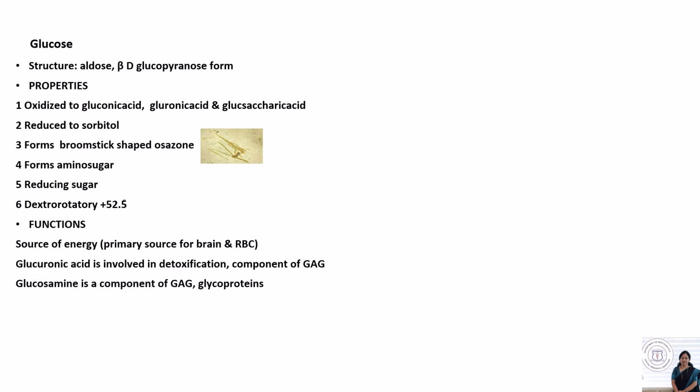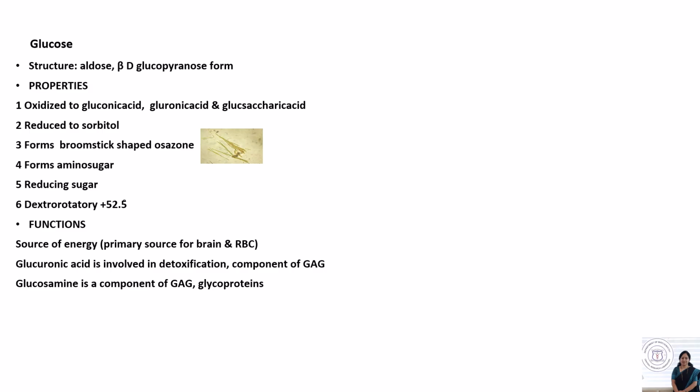Coming to the functions of glucose, glucose acts as a primary source of energy for brain and RBC, and also acts as a source of energy for all the peripheral tissues by getting oxidized in the glycolytic pathway and further getting oxidized in the TCA cycle. Now, glucuronic acid, which is formed by oxidation of the last carbon atom of glucose, is involved in detoxification of harmful compounds and also foreign substances, and it is a component of glycosaminoglycans, mainly hyaluronic acid and chondroitin sulfate.